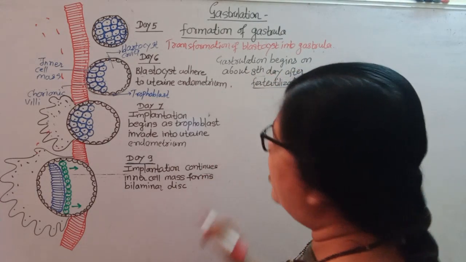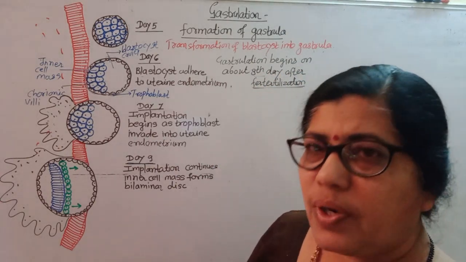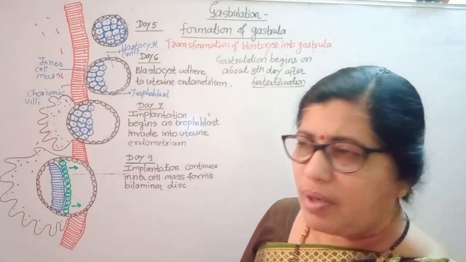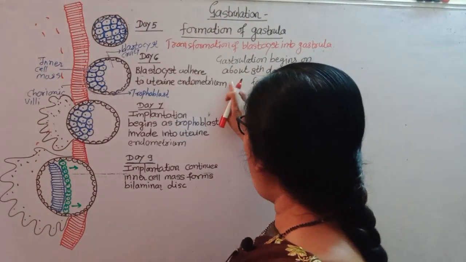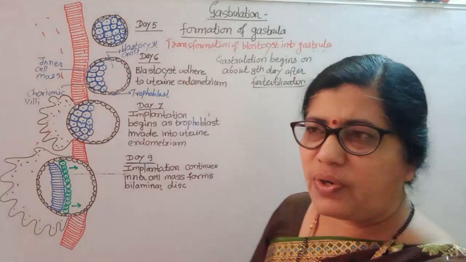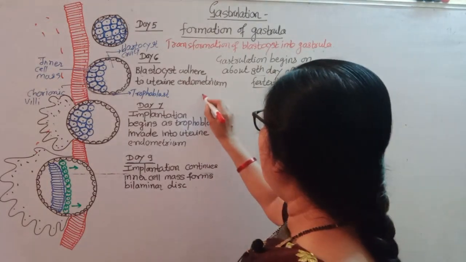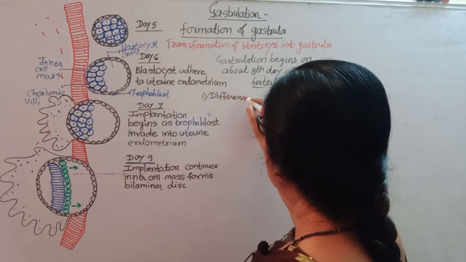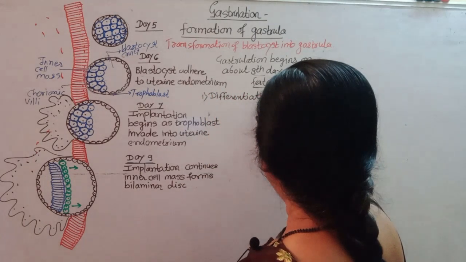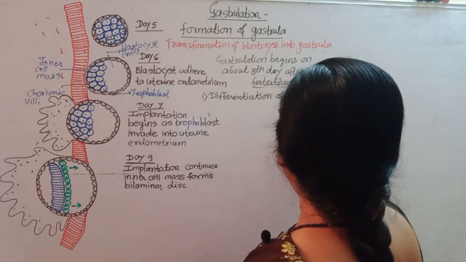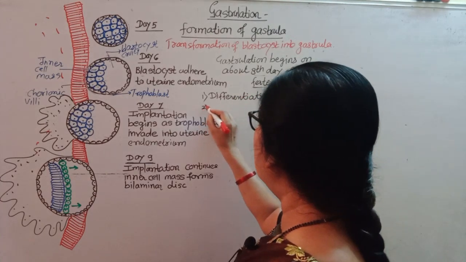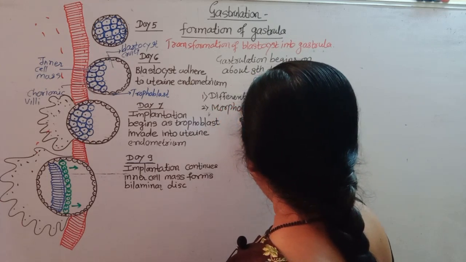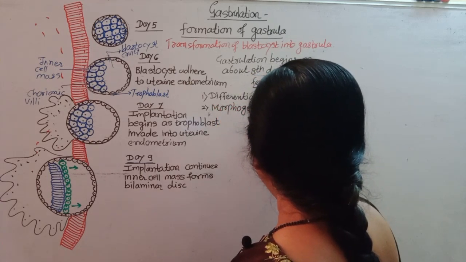day after fertilization. During gastrulation, the rate of cleavage or cell division slows down, but 2 important events take place during gastrulation. Number 1, differentiation of cells. And second event is morphogenic movement.